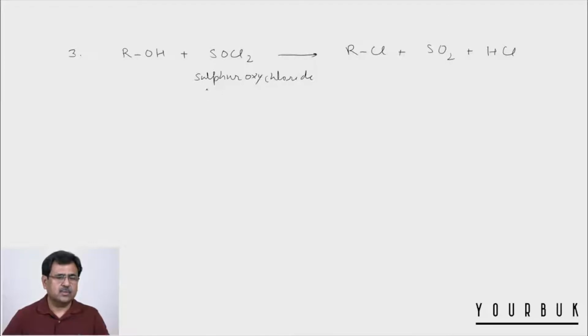This is also called thionyl chloride. In organic chemistry, thio stands for sulfur. Thionyl chloride is also known as sulfonyl chloride. So different names are there for this SOCl2. Now in this reaction we have replaced again OH by Cl.